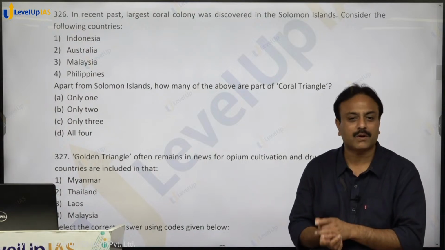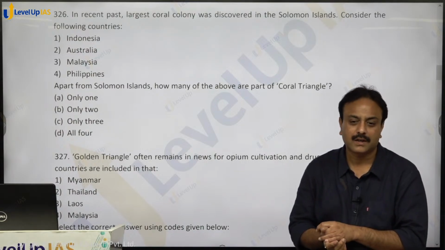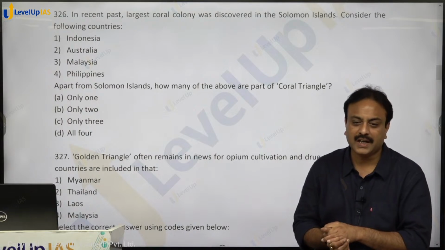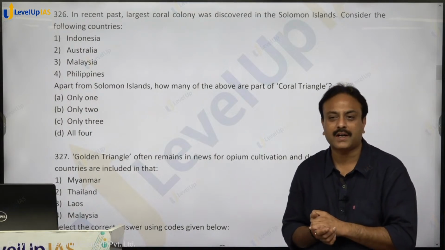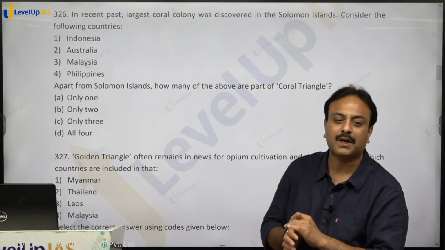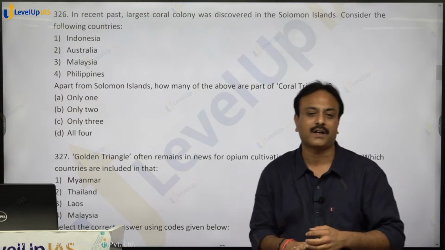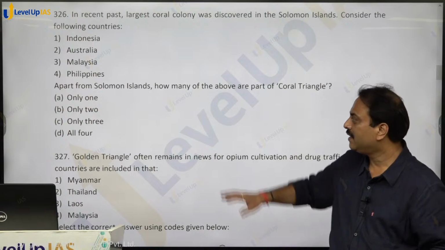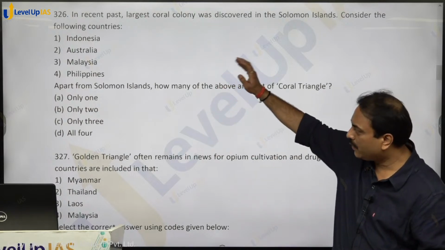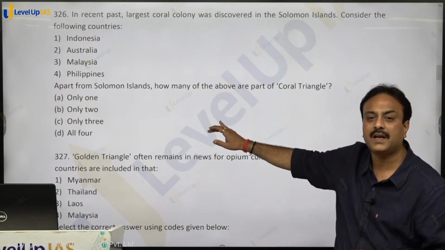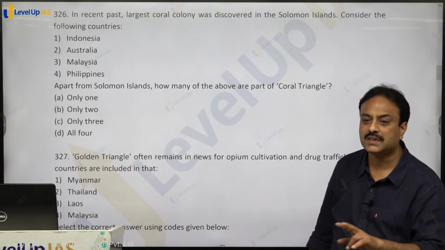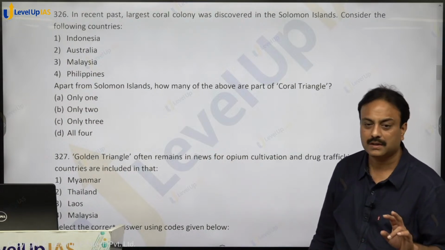Australia is not a part of Coral Triangle. Generally, everyone assumes Australia is a part of Coral Triangle, which is not correct. 6 countries, 4 mentioned over here: Indonesia, Malaysia, Philippines, Solomon Island, and 2 are Timor-Leste and Papua New Guinea.